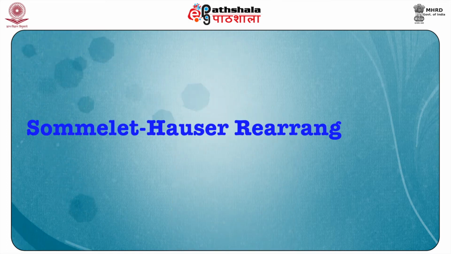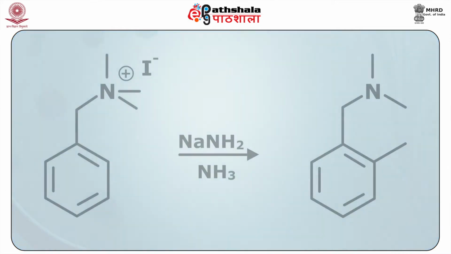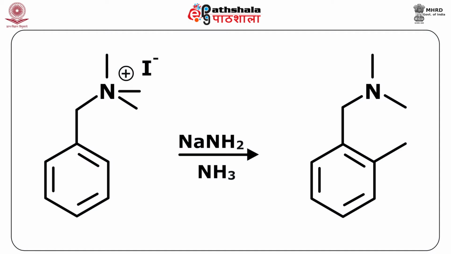Let us now discuss in detail about the Sommelet-Hauser rearrangement, next in the series of these named reactions or rearrangements. The rearrangement reaction of certain benzyl quaternary ammonium salts in presence of sodium amide or another alkali metal amide to form N-dialkyl benzyl amine with a new alkyl group in the aromatic ortho position is known as the Sommelet-Hauser rearrangement.